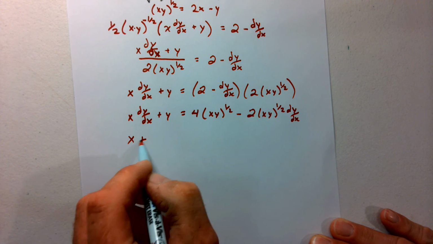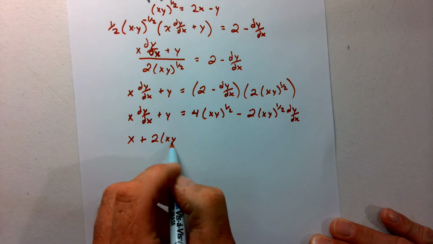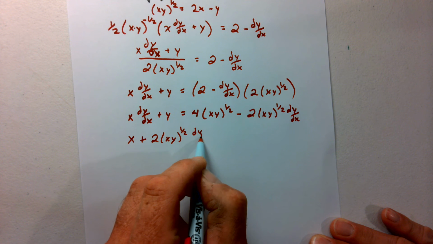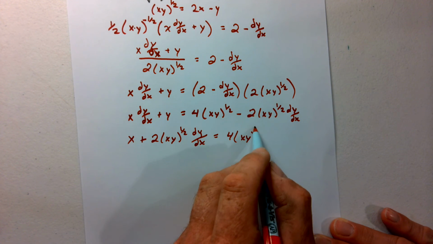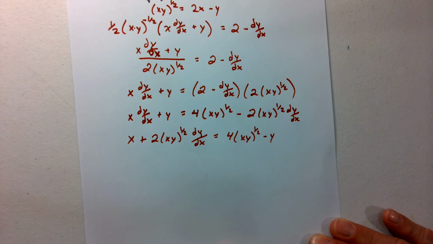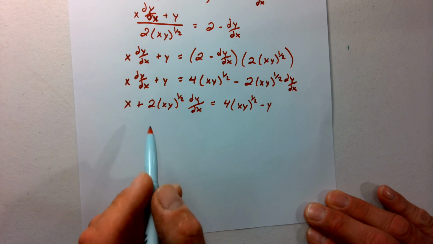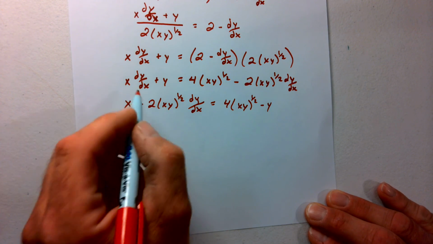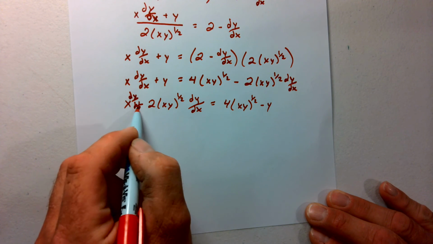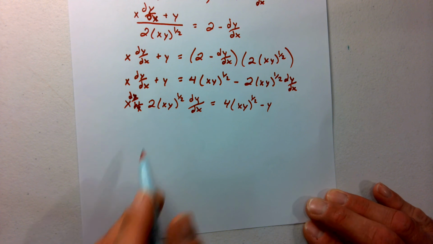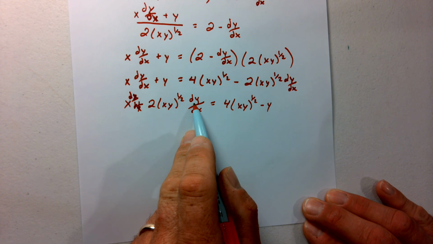So now I can move this dy/dx to the left side and this y to the right side. That's going to look like x plus 2 times xy to the 1/2 times dy/dx, and that's going to equal 4 times the quantity xy to the 1/2 minus y. I lost my dy/dx, didn't I? I was thinking, where did my dy/dx go? So there's my dy/dx.